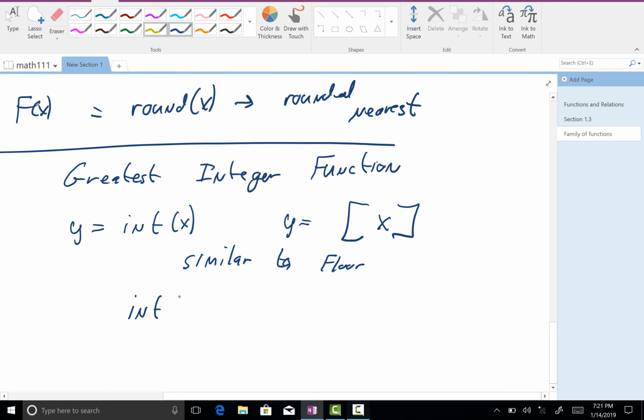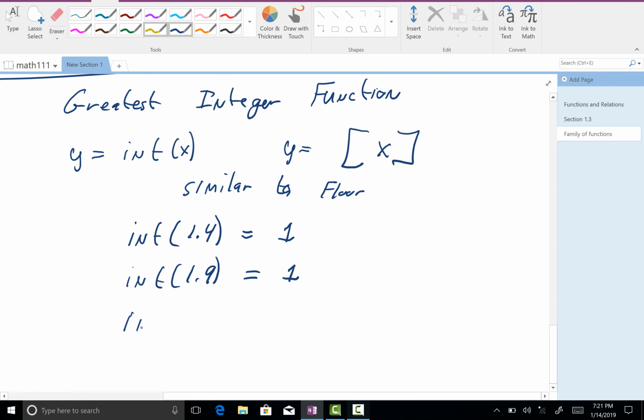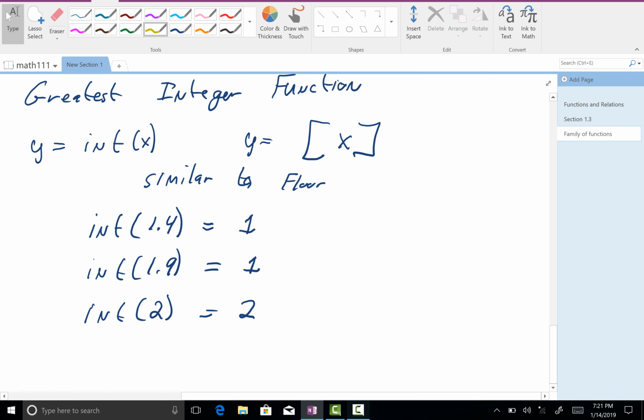So if we tell it to take the greatest integer of 1.4, it's going to round that down to 1. And if we tell it to take the integer of 1.9, it's going to round that down to 1. But if we tell it to take the integer of 2, then it's going to stay at 2. That's called the greatest integer function. It's also in the textbook there.